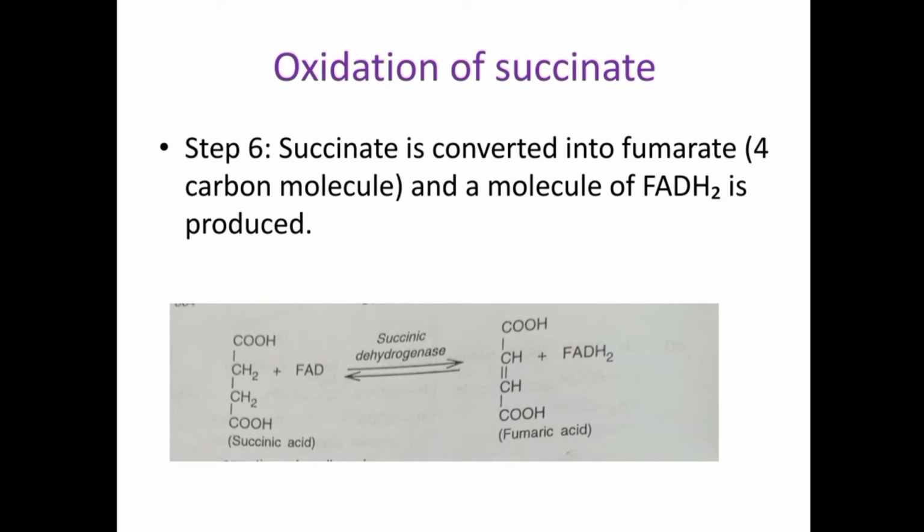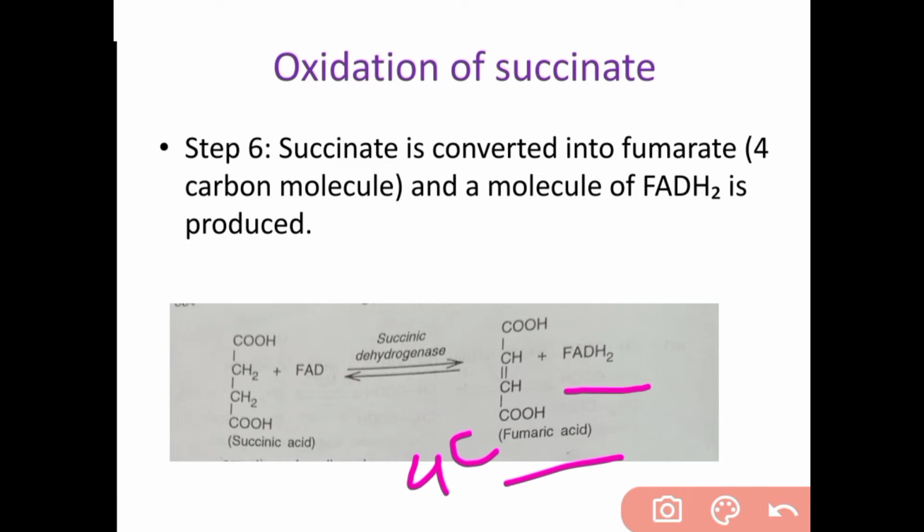Step 6, oxidation of succinate. Succinate is converted into fumarate or fumaric acid, which is a 4 carbon molecule, and a molecule of FADH2 is produced.